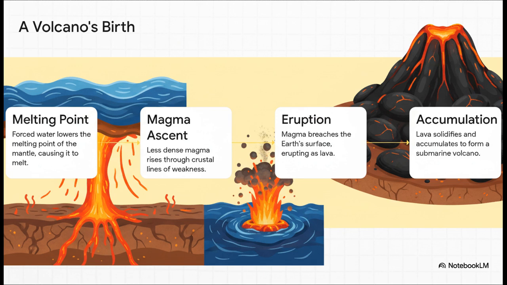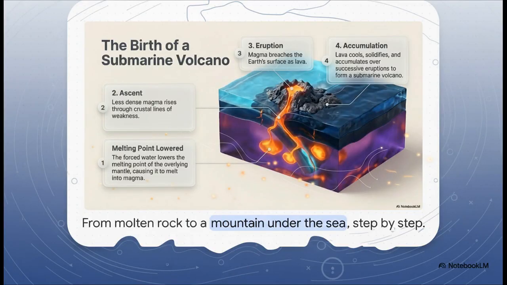Next up is the main event, the eruption, where it finally breaks through the seafloor. And finally, you have accumulation, where all that lava cools and hardens, building a brand new mountain layer by layer. So here's exactly how it plays out at an oceanic convergent boundary. You have one plate diving or subducting underneath another one.